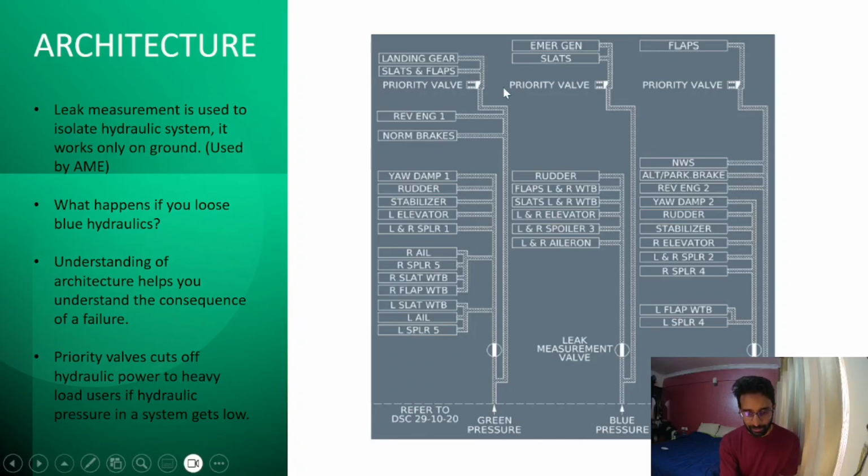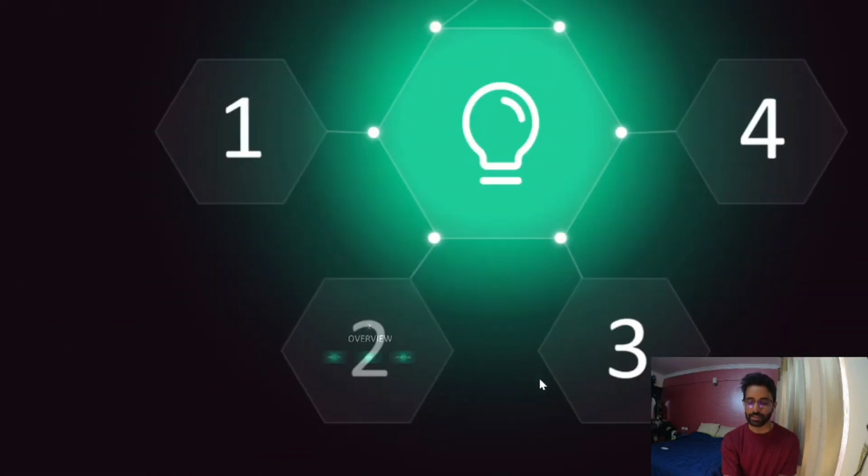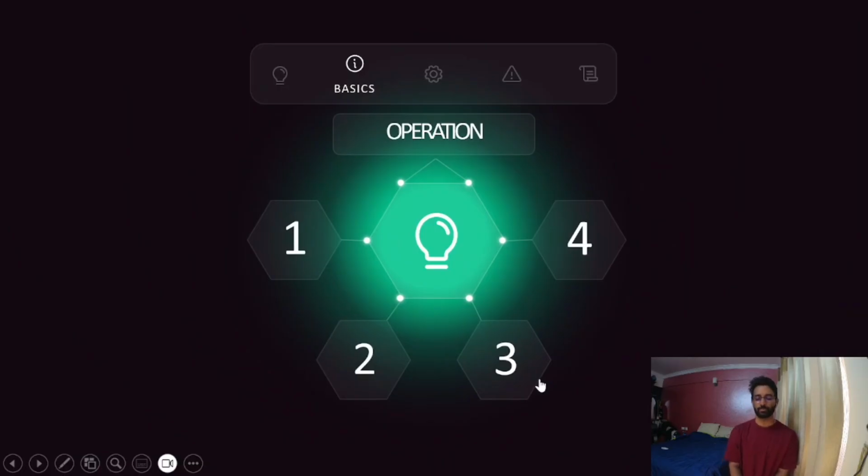So you have the priority valves, which prioritize these systems if there is a demand surge. Alright. So I hope that is all clear about the architecture. So this is your generic overview of operations.